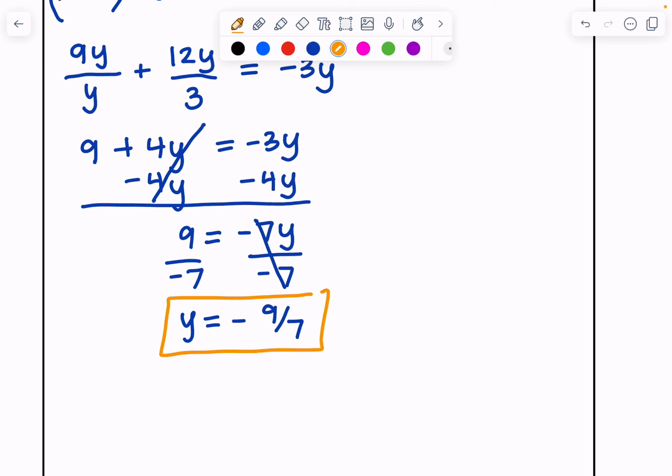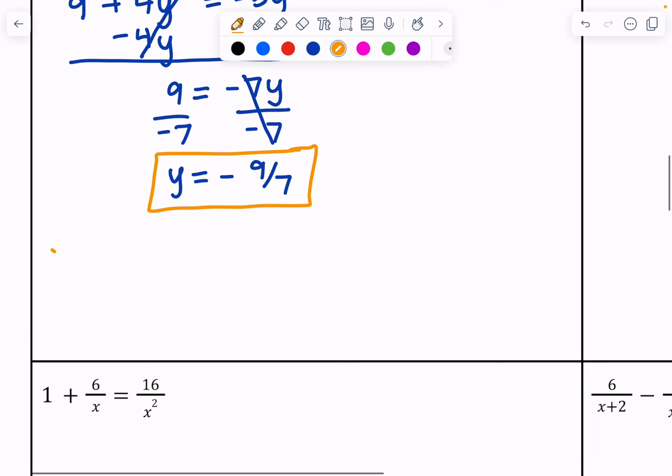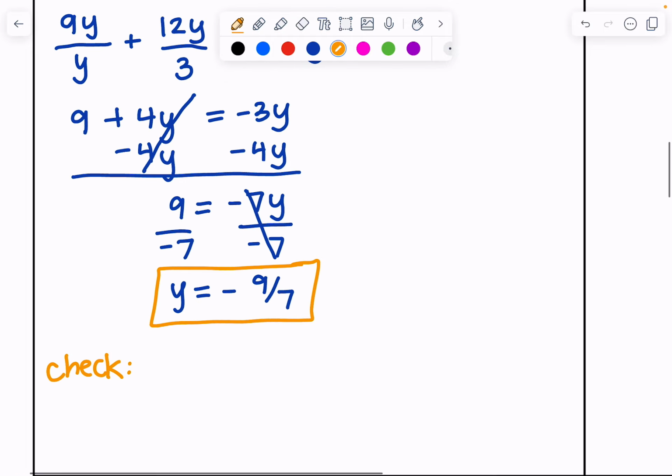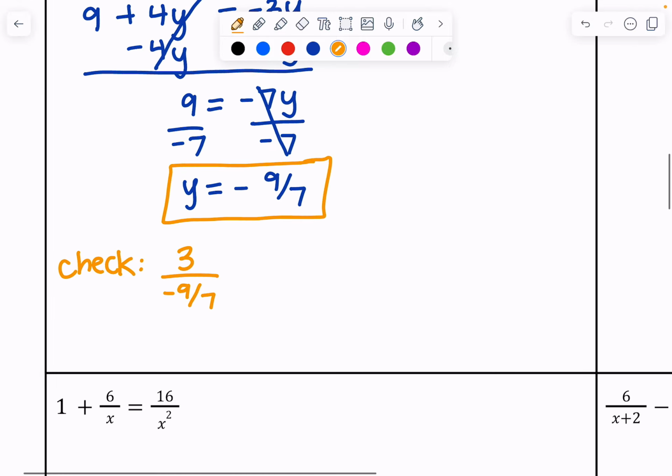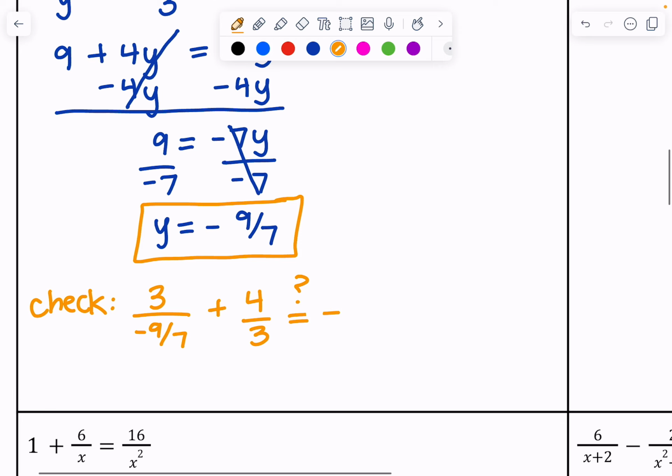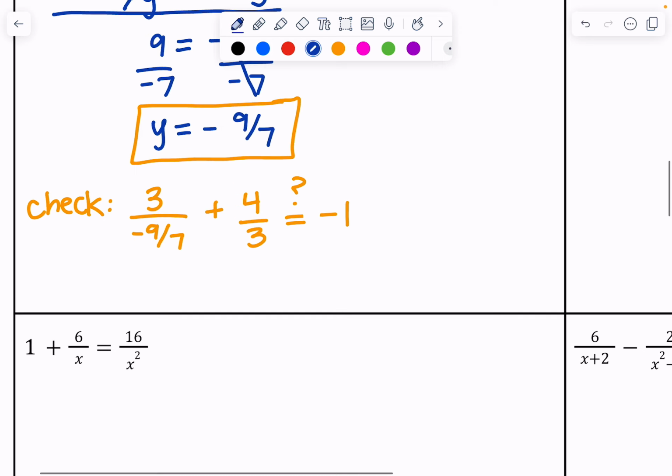We do need to check our solution to make sure it's not extraneous. So I'll be doing this mostly in the calculator, but I'll write it out for the sake of the problem. So we're going to have 3 over negative 9 over 7 plus 4/3 should be, let me put a question mark, equal to 1. And I would most likely just type this in my calculator, but it does end up working out.